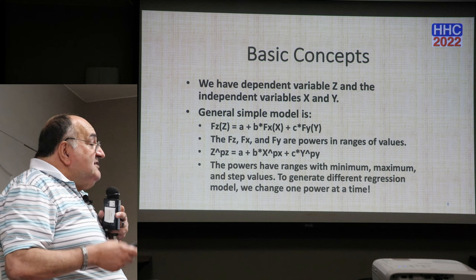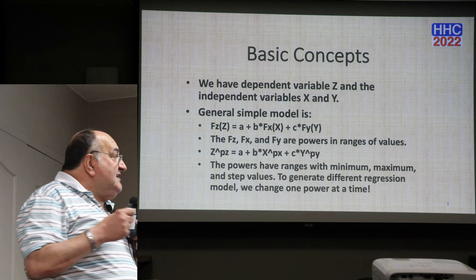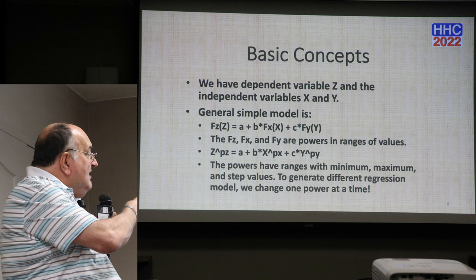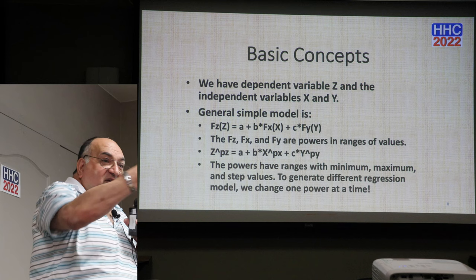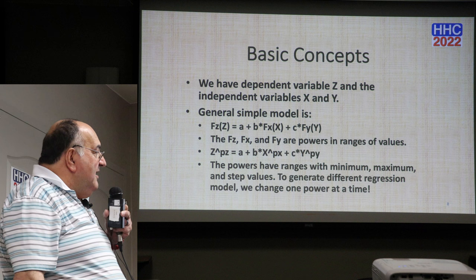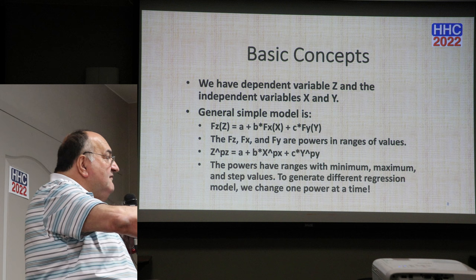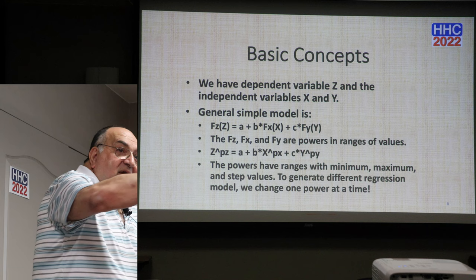The basic concepts: we have dependent variable Z and independent variables X and Y. And we have the general simple model. It's a linear combination, Fz of Z, Fx of X, and Fy of Y, where Fz, Fx, and Fy are power functions, raising these variables. And the second equation puts the form in a more explicit manner. And these powers, inserted for the best models, have a minimum value, maximum value, and a step value. So you're marching from one value, and then you repeat that over and over.